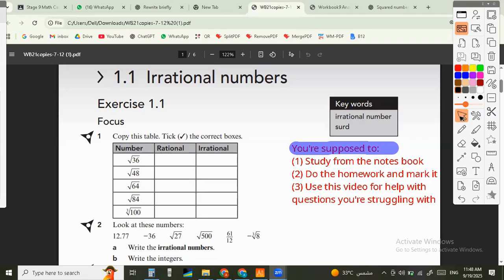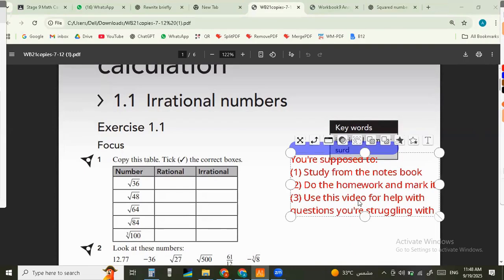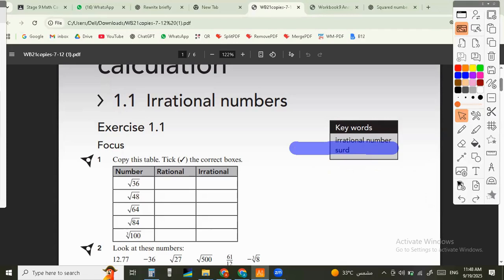All right, let's start. The first question says, copy this table. We don't need to copy it, you just need to answer: rational or irrational? So, assuming that you studied the notes before doing the homework, did it and marked it, and now you're watching this video to help with the questions you're struggling with. Here, square root of 36, I can find an answer to it. It is 6. So, definitely rational.